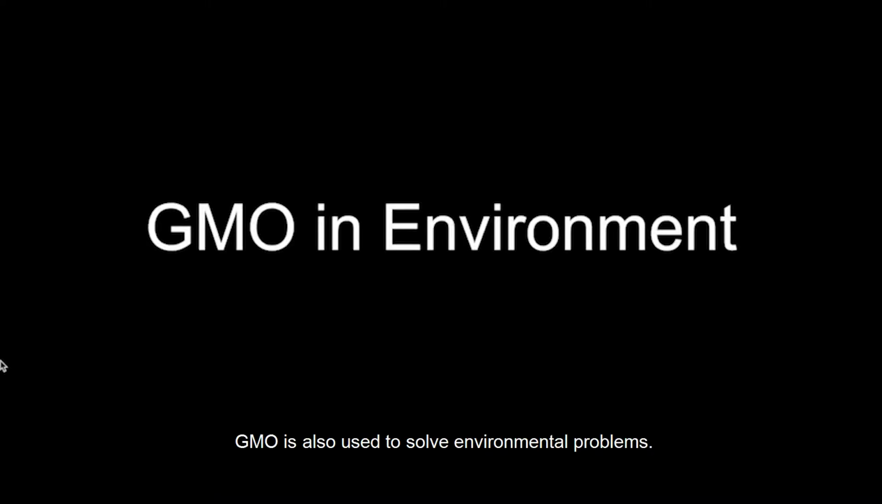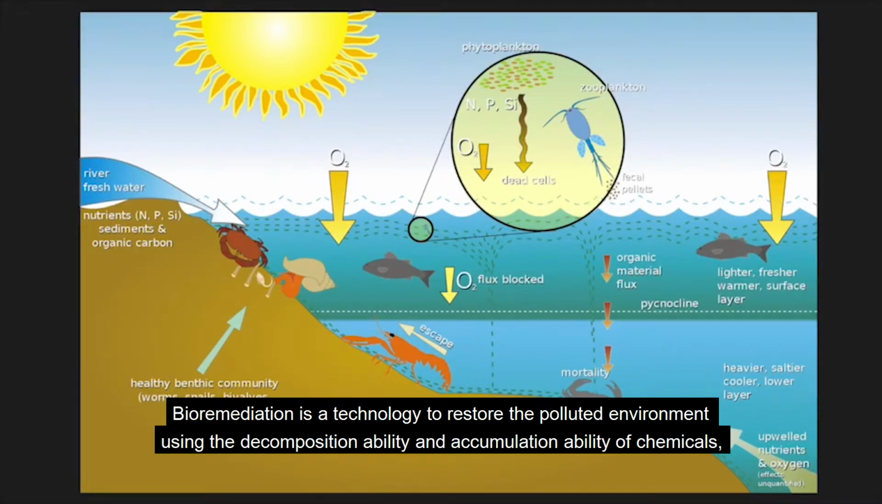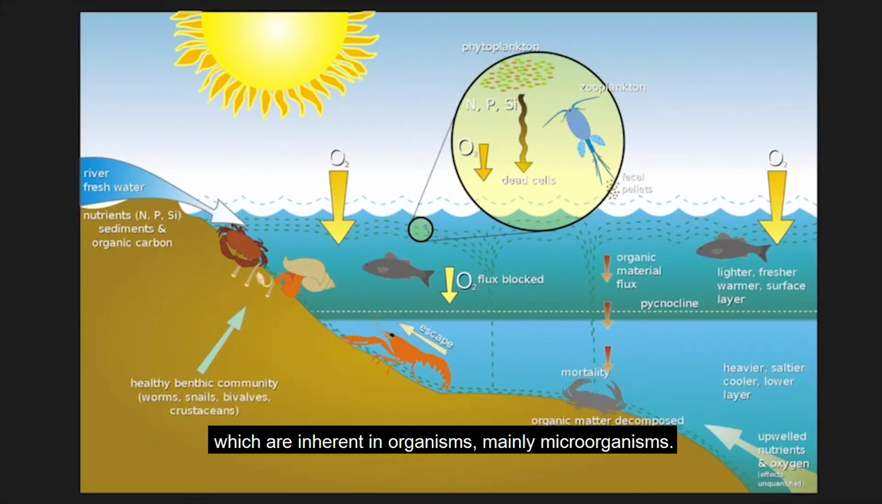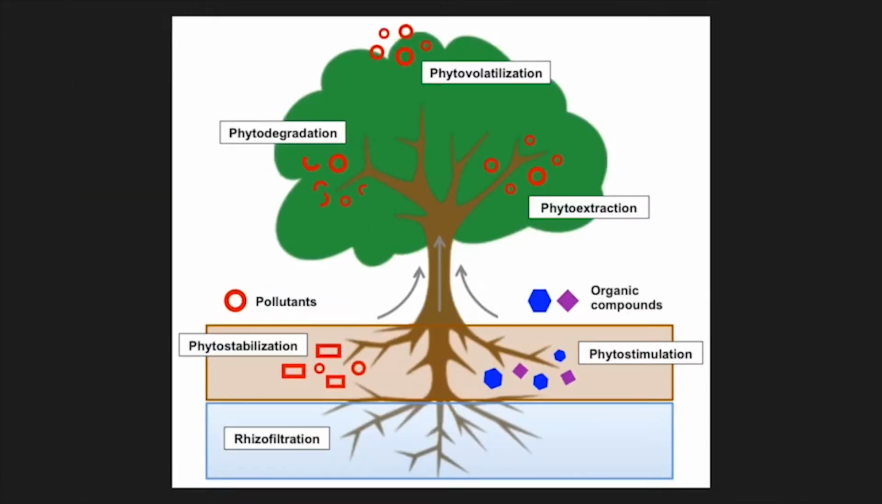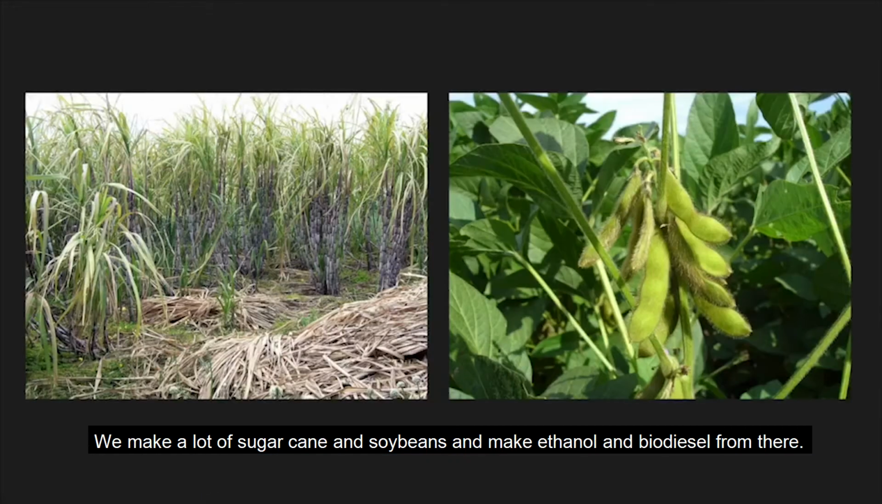GMO is also used to solve environmental problems. Bioremediation is a technology to restore the polluted environment using the decomposition ability and accumulation ability of chemicals, which are inherent in organisms, mainly microorganisms. Phytoremediation is a technology to restore the polluted environment by using the environmental purification ability that plants originally have.